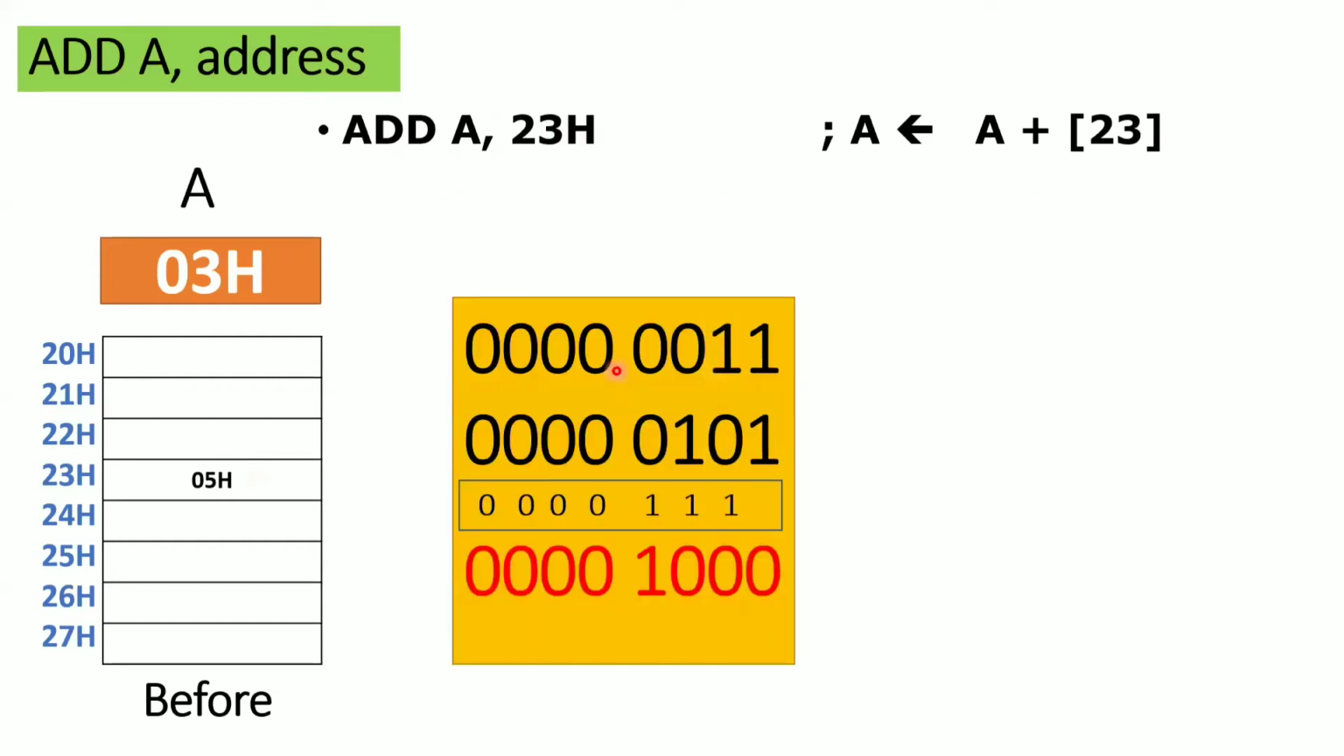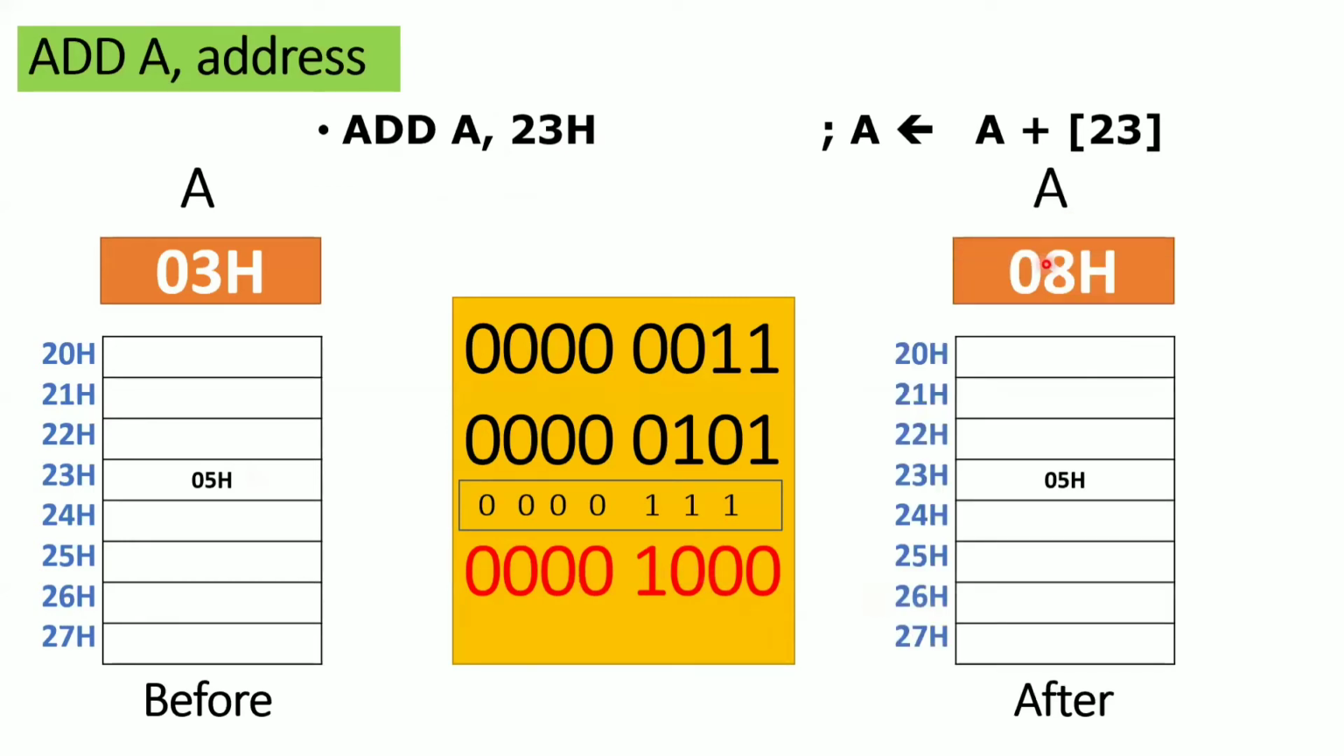Now you perform this addition, you will get the result 05 plus 03. What will you get? 08h, right? So A will get 08h. That 08h will replace the value in A, and here at 23h the value remains the same, 05h, because I am not modifying anything.